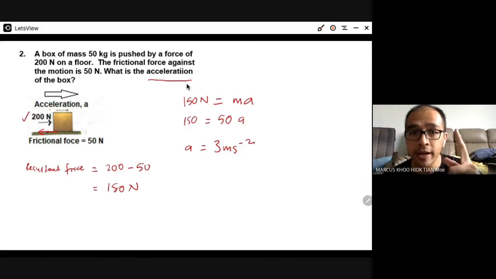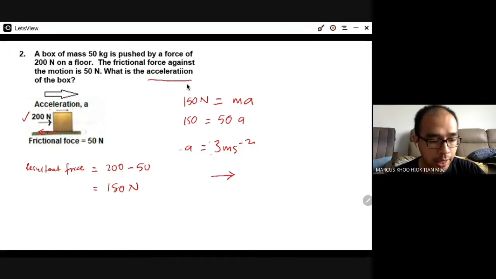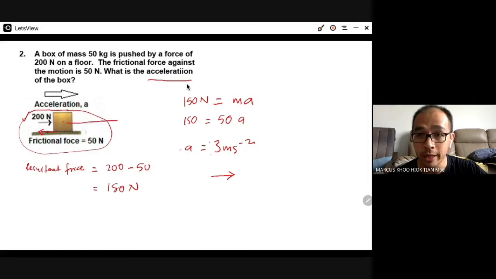Okay, let's verify. Acceleration is positive. Okay, acceleration is positive means it's going to go to the right. Kalau kita tengok dari sudut resultant force, where is this box going to go? The box is going to go to the right because the resultant force is also positive. Okay, so just verify lah sometimes just to make sure that your calculation is correct.